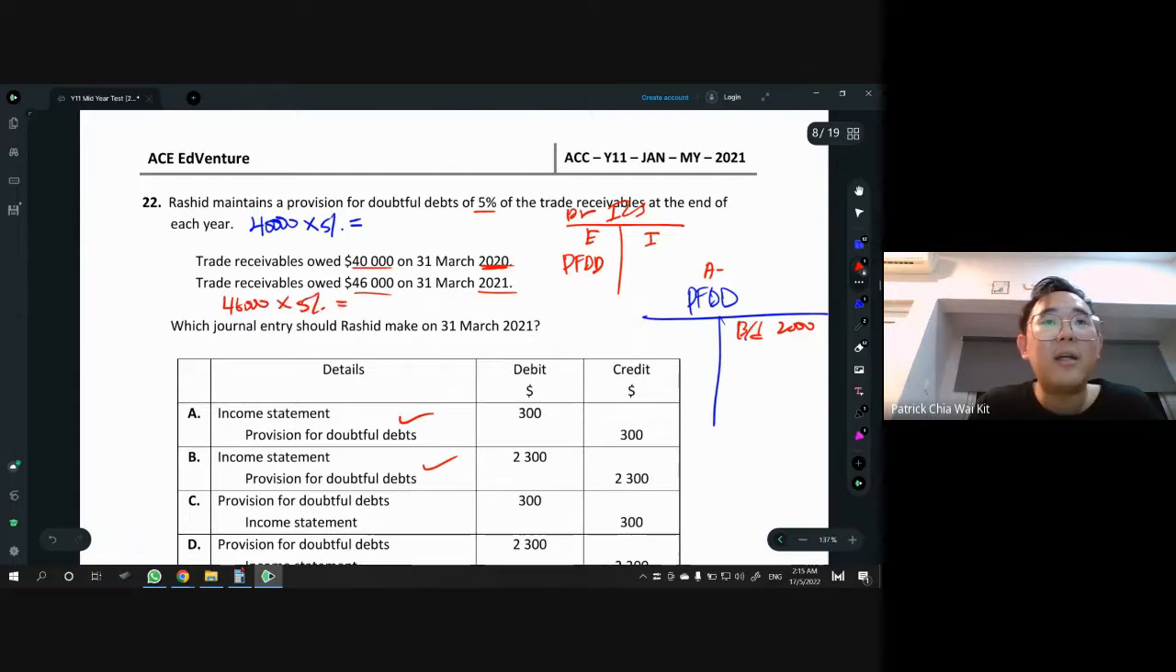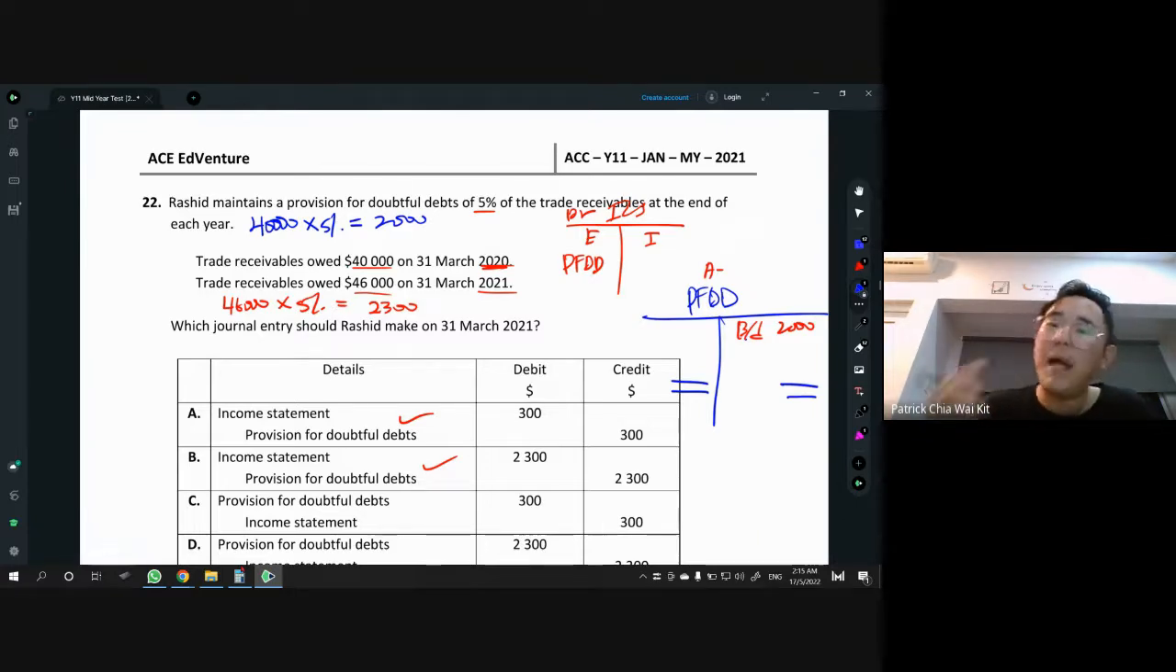You should get 2,300. The top one is 2,000. Okay, you can press calculator, you should get 2,300. So this answer 2,300 is going to be our bottom of PFDD. You do it this way, right? You work backwards. So the second year, 2021, this one is the bottom one.